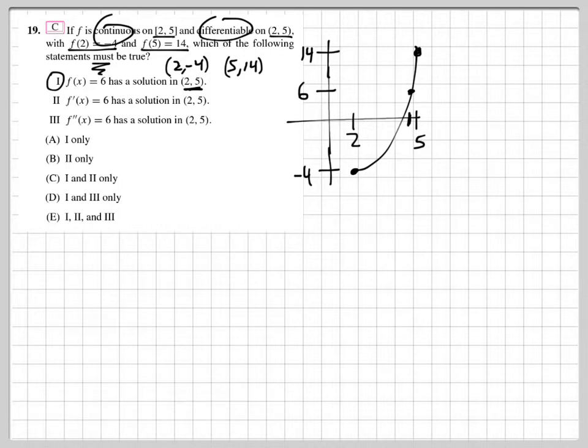Next, for the f prime, it says f prime equals 6 has a solution between this interval. Now this means that there's a slope that equals 6 between 2 and 5. Not at 2 and 5, but between 2 and 5. And so for that, we have to think about the mean value theorem. The mean value theorem says that the slope between two points equals another slope somewhere on the curve.